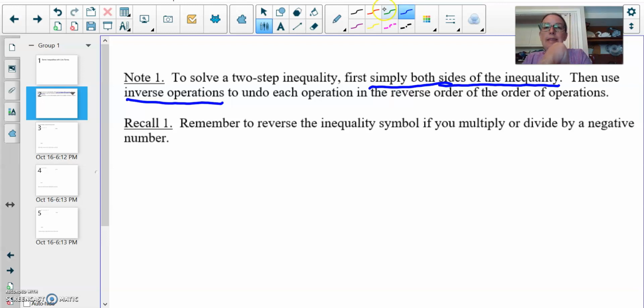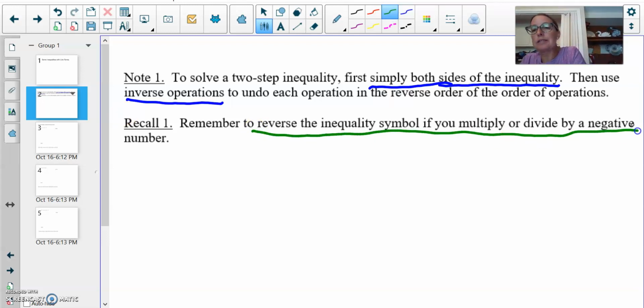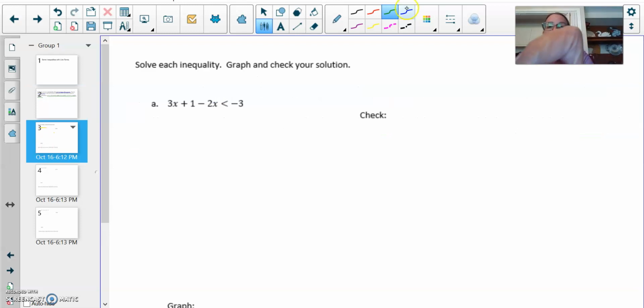Remember though, a key thing with these is to remember you need to reverse the inequality sign if you multiply or divide by a negative number. So let's do some examples. Solve each inequality, graph and check your solution.